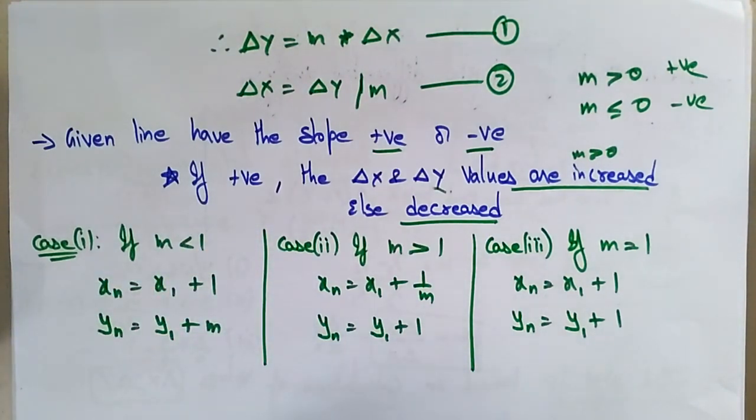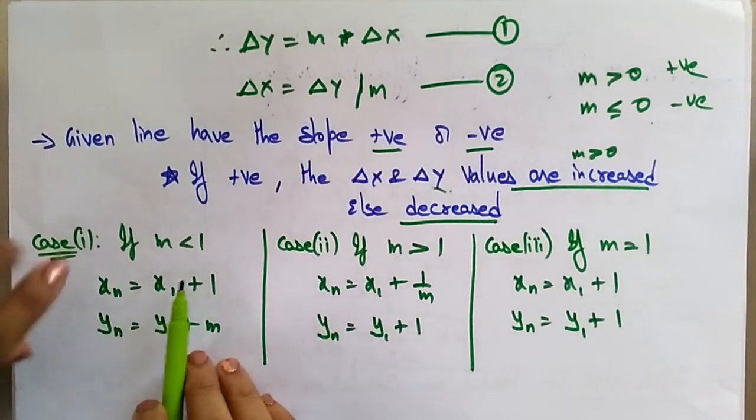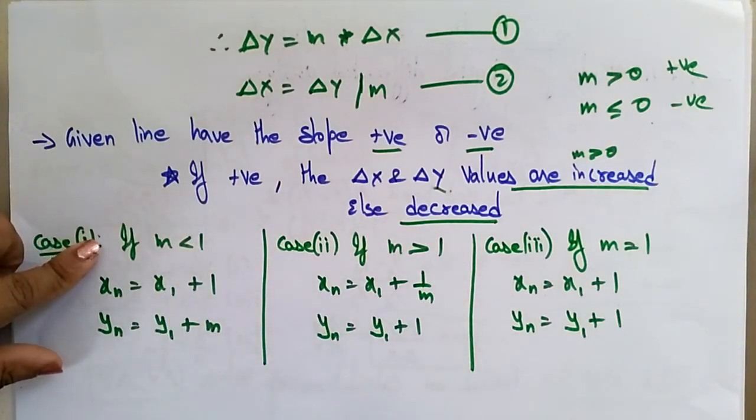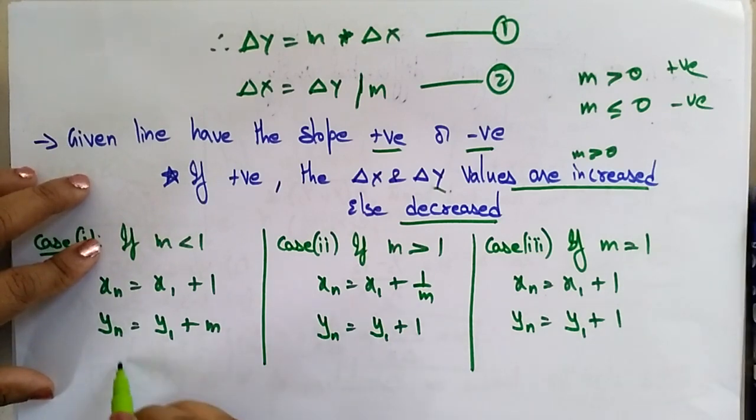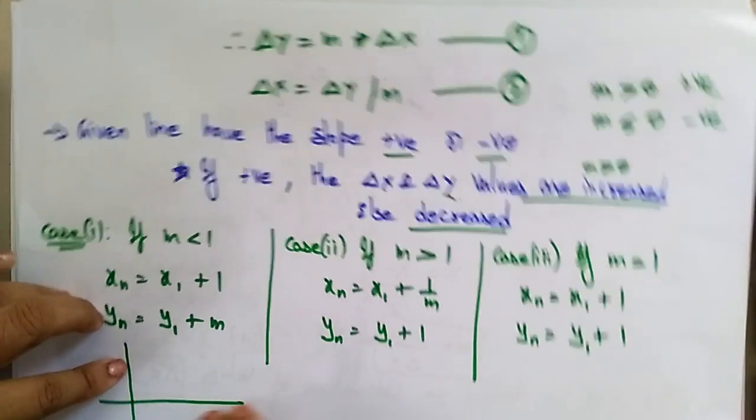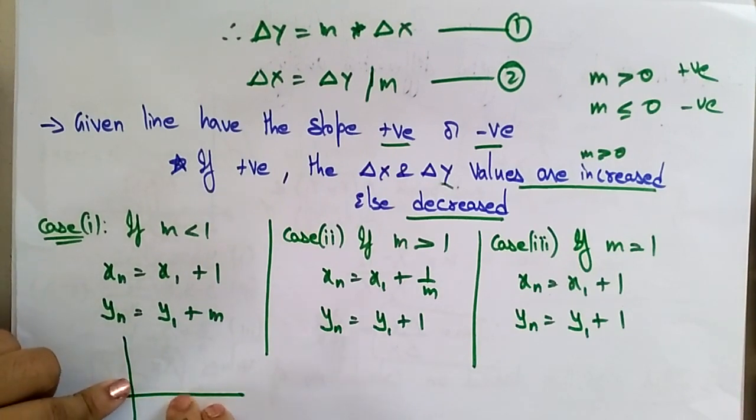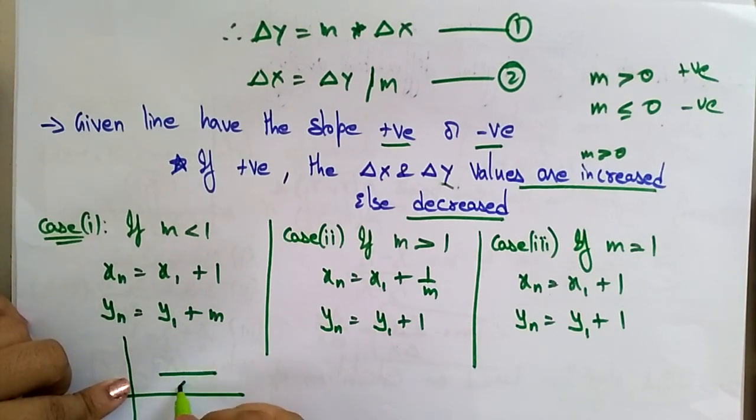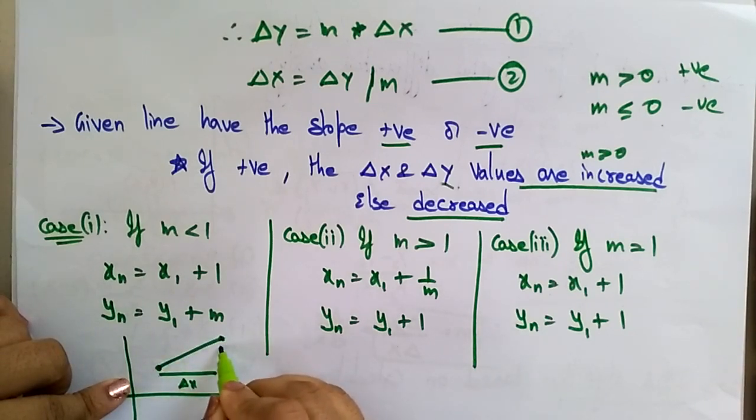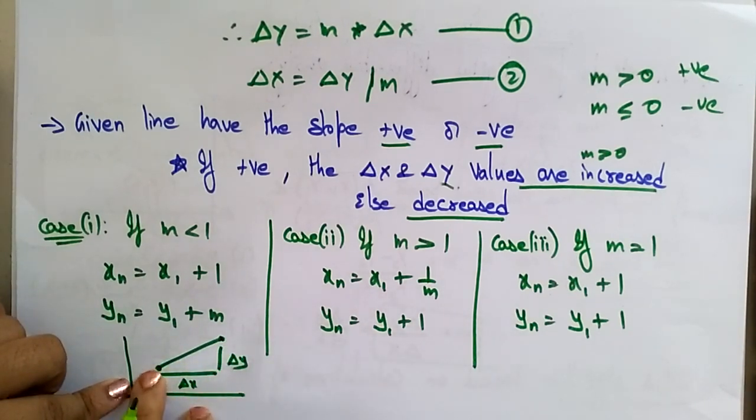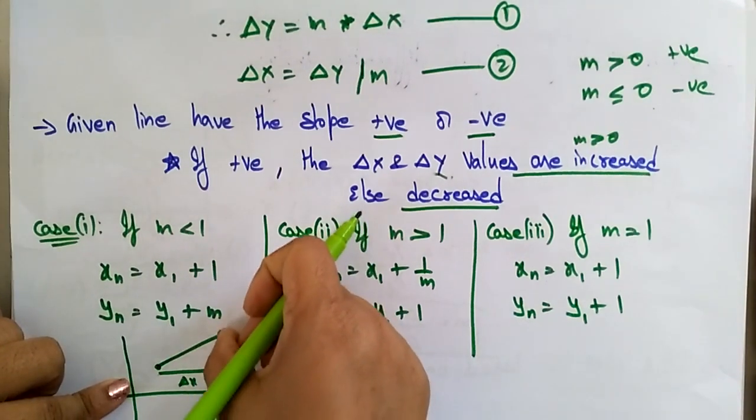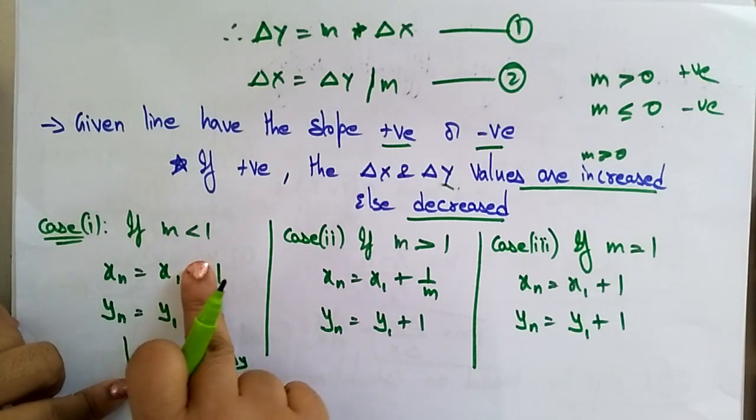In the DDA algorithm, there are completely 3 cases. Suppose m is less than 1, meaning the slope of that line is less than 1. Let me draw. This is a plane in this coordinate system. M less than 1 means the straight line is like this. This is delta x, the difference in x coordinates, and this is delta y, the difference in the y coordinate. So this is m less than 1.